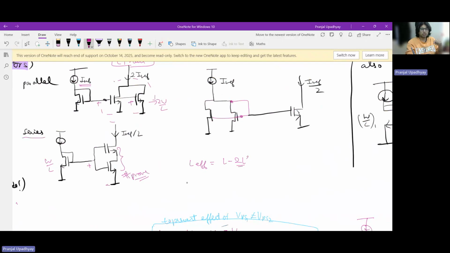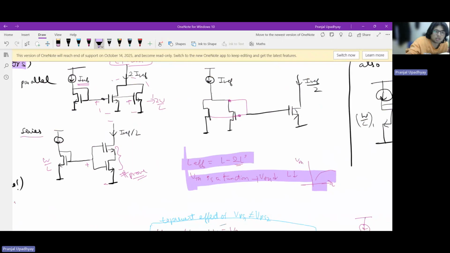Another thing to keep in mind here is that even threshold voltage is a function of length, as we know. To be more precise, it decreases with the length. For a certain point, if this is the graph of threshold voltage and this is the graph of L. So these are the two reasons that we'll not use length to mirror our current, and we'll only use width to mirror our current.